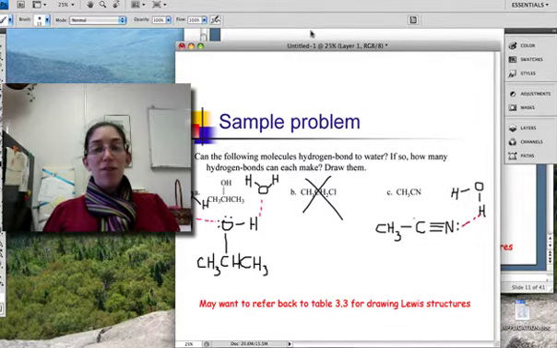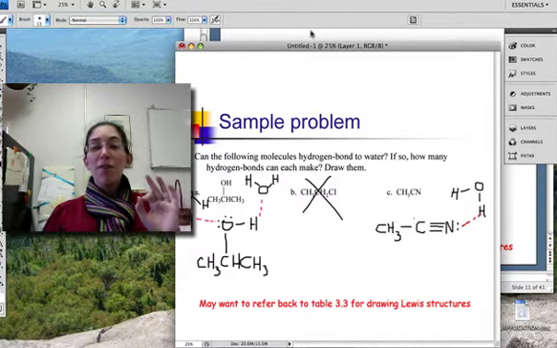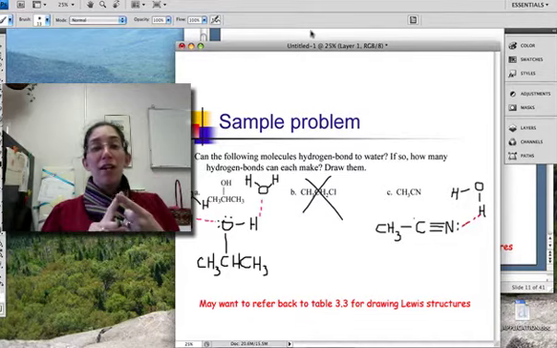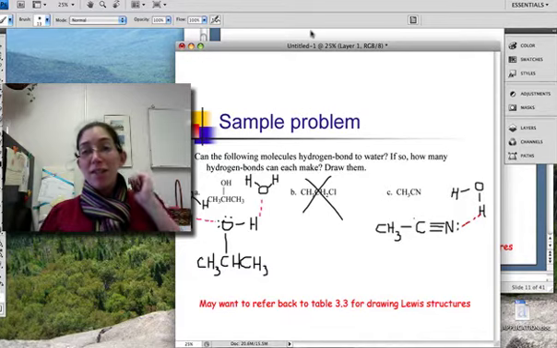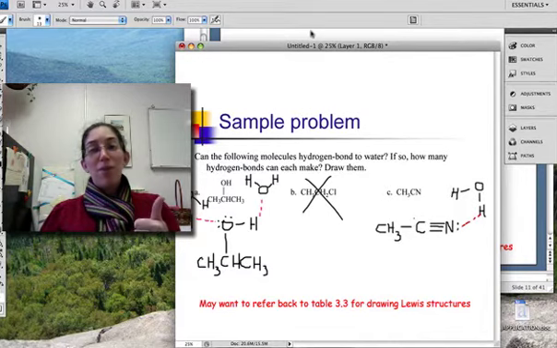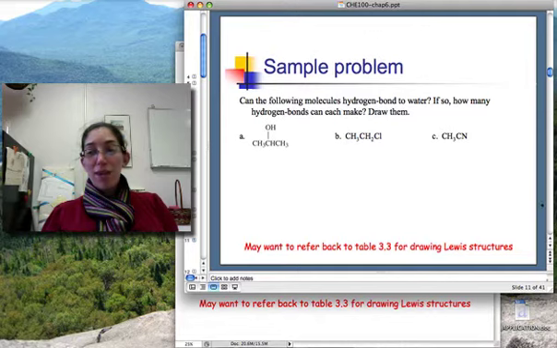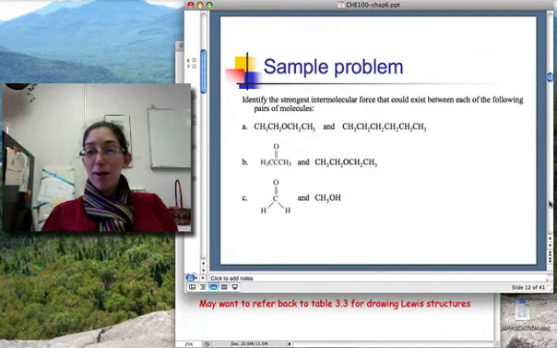Ta-da! So practice those hydrogen bonding questions. If you're looking for a hydrogen bond, the first thing to ask is always, is there a nitrogen, oxygen, or fluorine? Okay? If there is, then yes, you can hydrogen bond with water. The next question is, is there a hydrogen bond donor or a hydrogen bond acceptor? Identifying those. Okay? So I think we have a couple more problems.